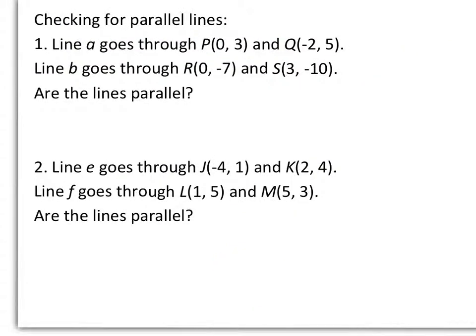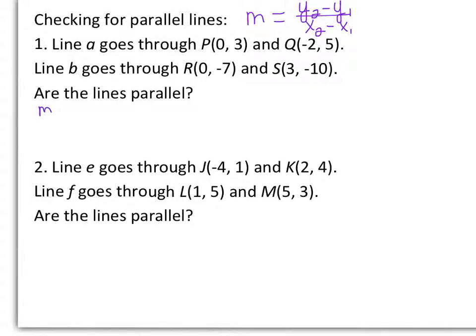In our examples, if we want to check for parallel lines, recall our slope formula. Remember, change in y over change in x. We can use this formula to find our slopes and then compare the slopes of our two lines. So in number 1, line A goes through the point P at (0, 3) and Q at (-2, 5). Line B goes through the point R, (0, -7) and S, (3, -10). And we want to know, are the lines parallel?